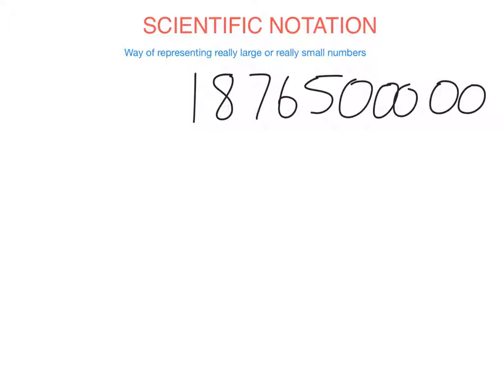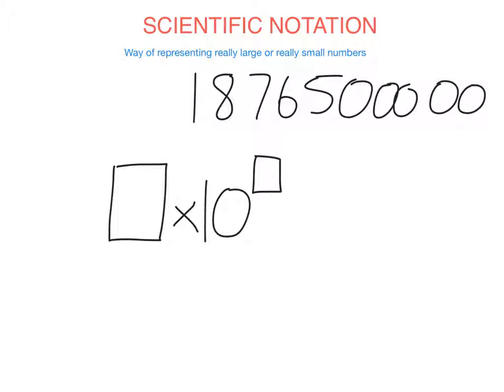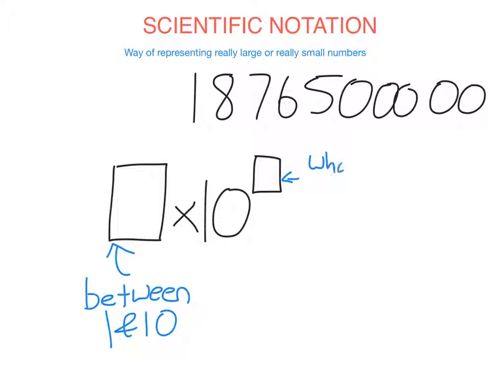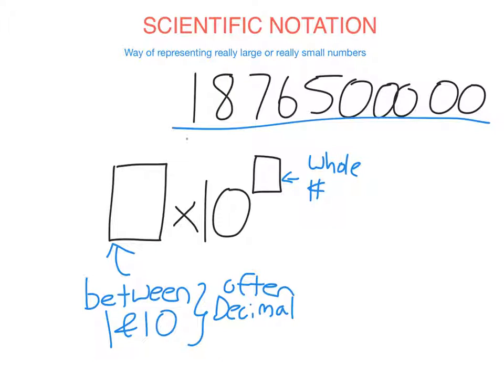So what we do is we write a big or small number as something times 10 to the power of something, and it's easier to understand. So this number here must be between, but not including, 1 and 10, and this here is a whole number. Okay, I should point out that this one here is often a decimal. It can be a whole number, but it's often a decimal. Okay, so we want to write numbers like this in this form.